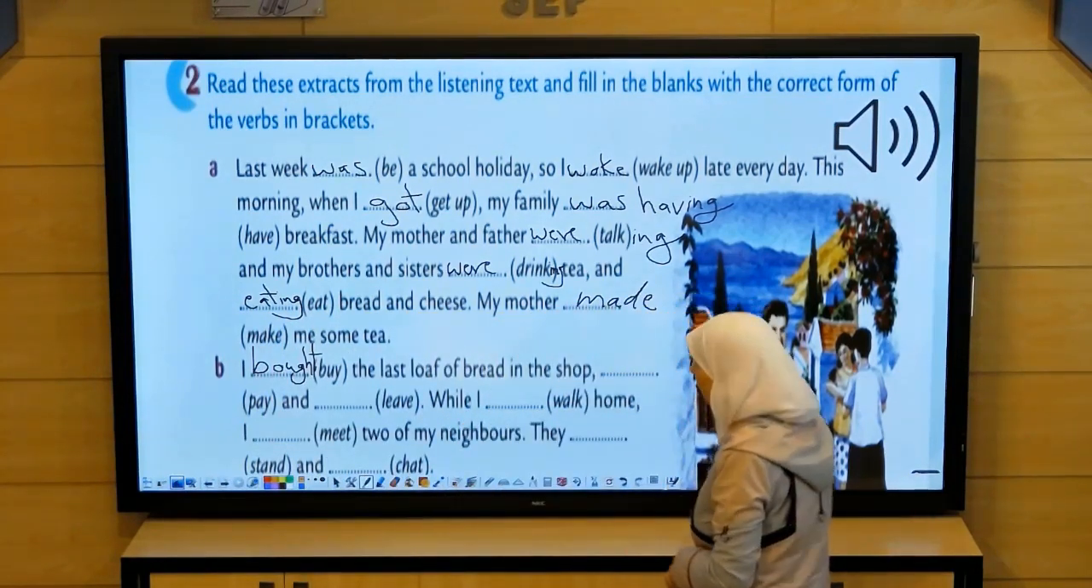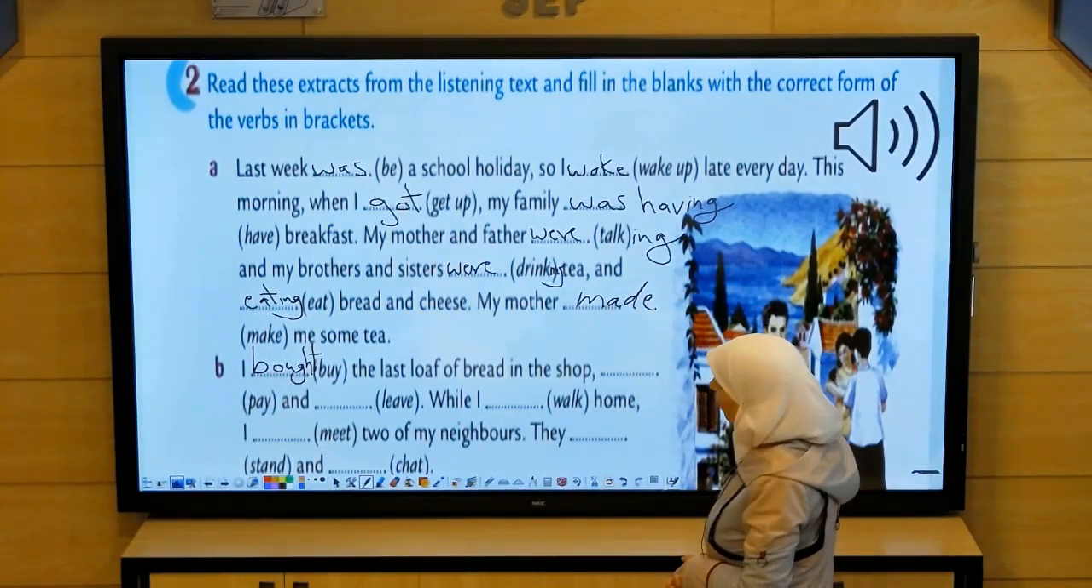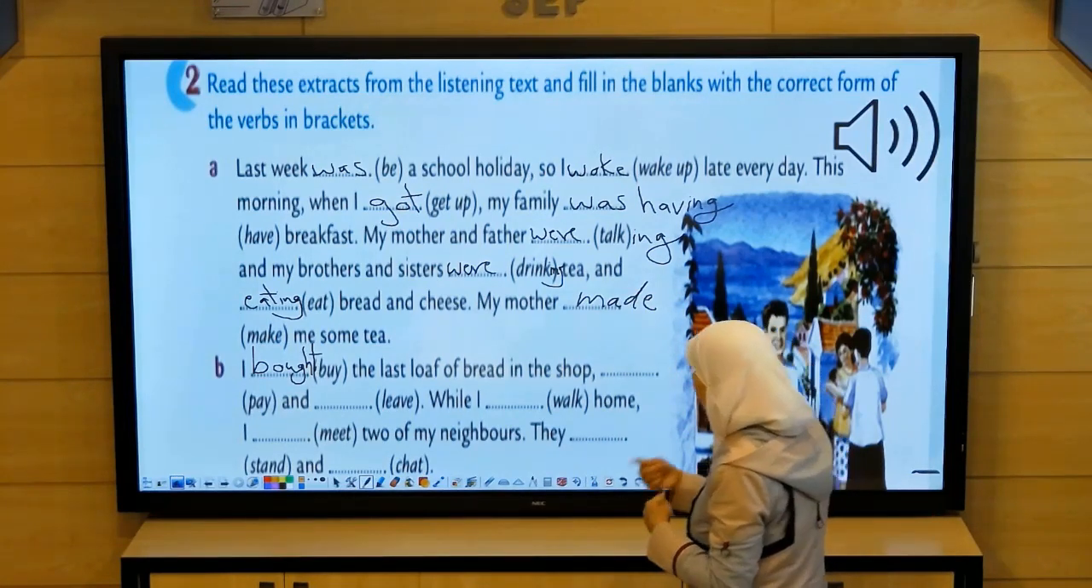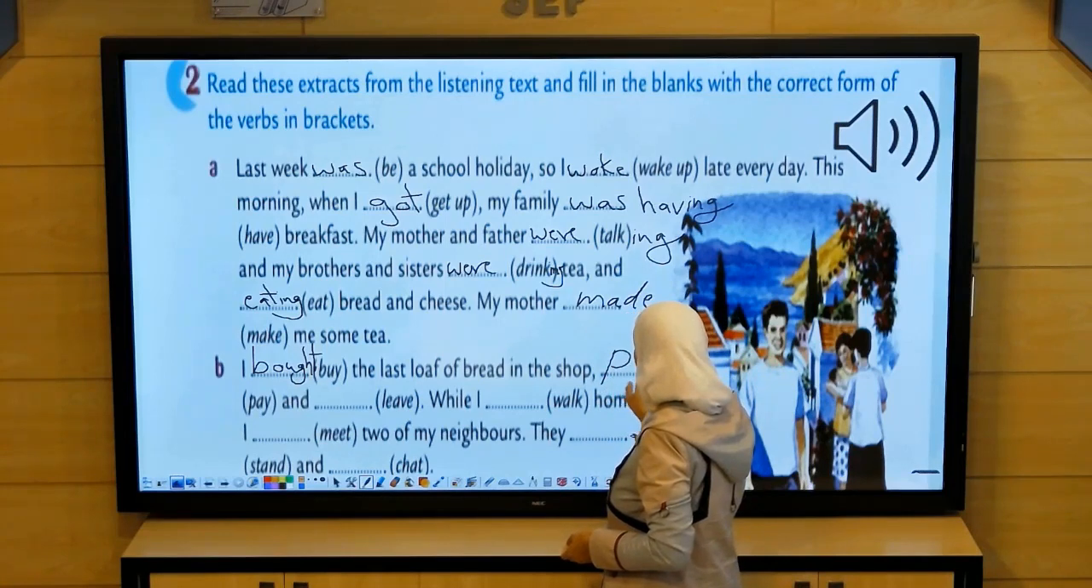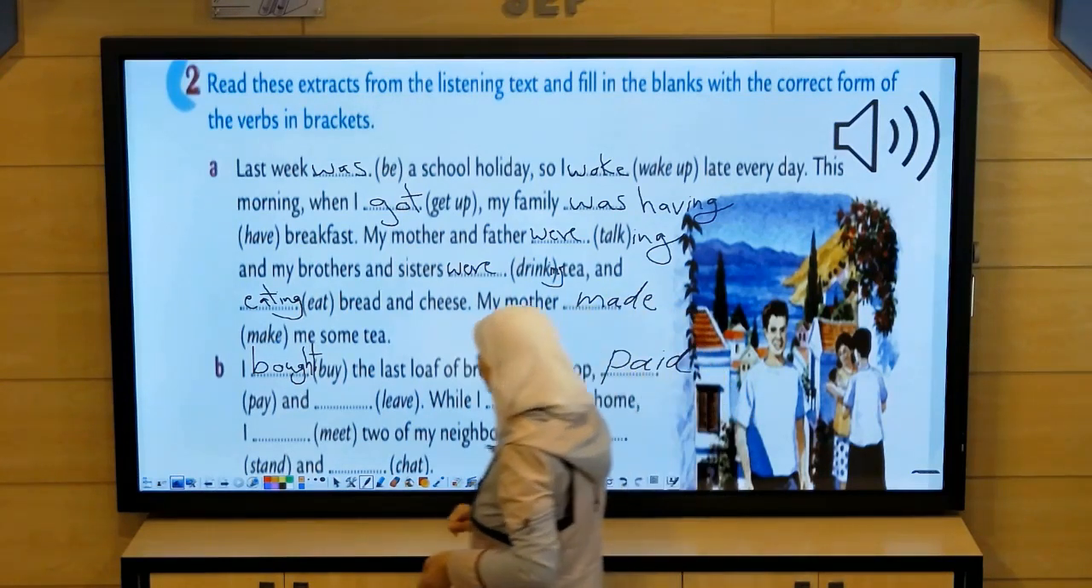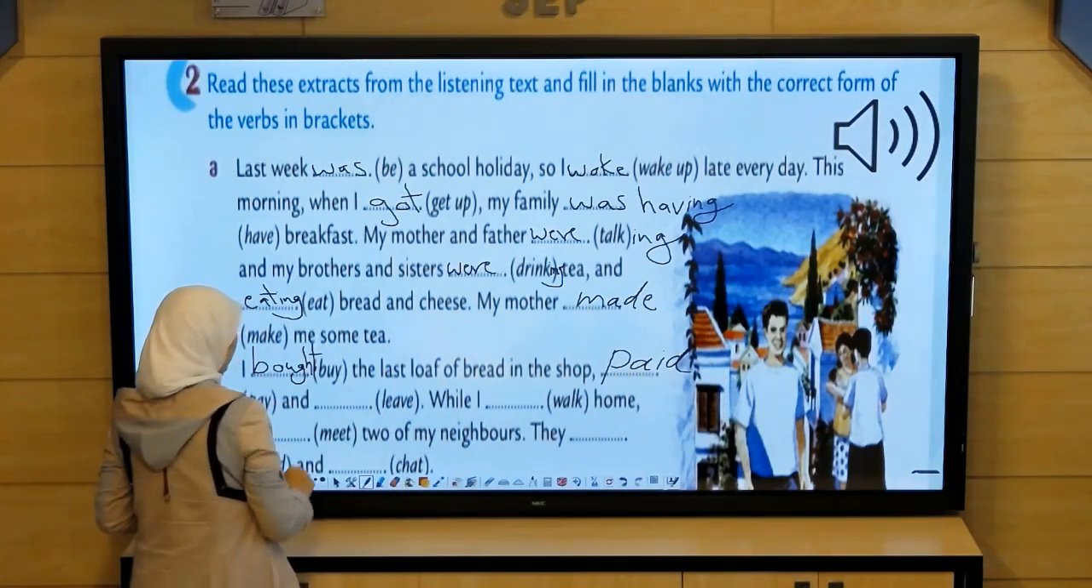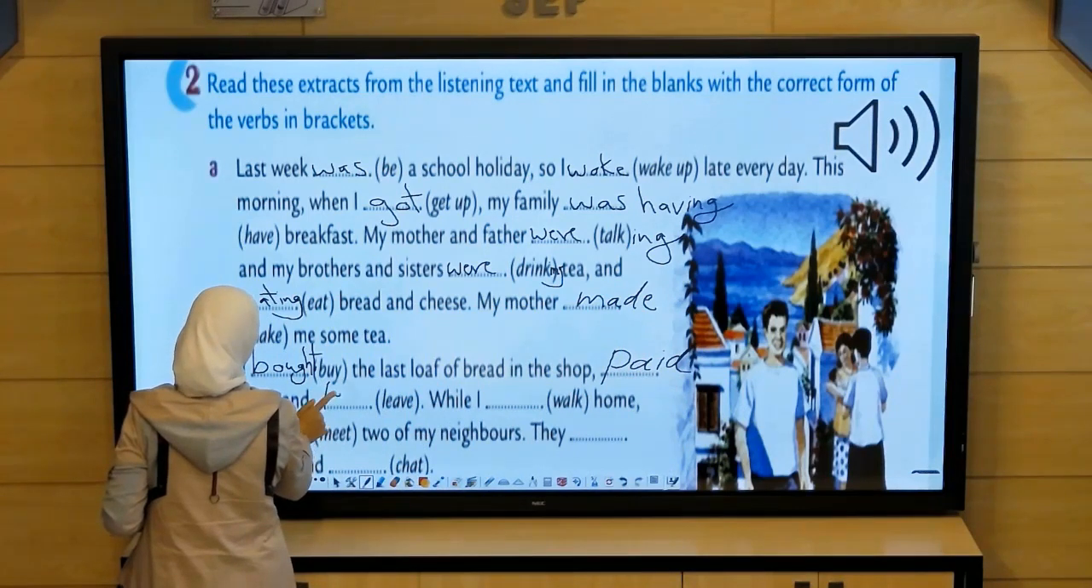Buy and leave. Buy and leave. They are also in the past. So we say bought. It is not regular, it is irregular, bought. And leave also, it is irregular, it becomes left.